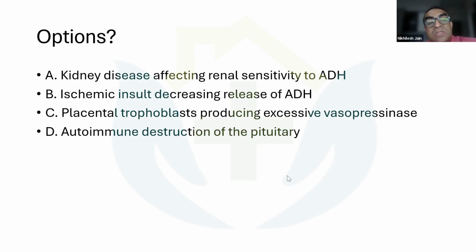So these are my options. What all could have happened? She may be having a kidney disease which is affecting renal sensitivity to ADH. She may have an ischemic insult leading to decreased release of ADH. There may be placental trophoblast producing excessive vasopressinase, and there can be an autoimmune destruction of the pituitary. So, what do you think is the answer? Any wild guesses? Any other answers? This is the third option. Now you're left with only one option. I've got B, I've got D, I've got A.